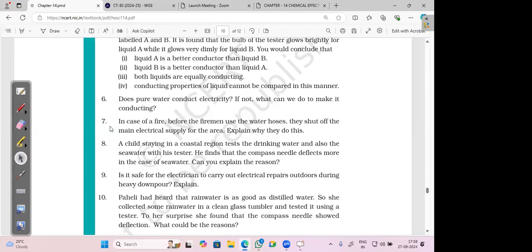He may get electrocuted with it. A child staying in a coastal region tests the drinking water and also the sea water with his tester. He finds that the compass needle deflects more in the case of sea water. Can you explain the reason?